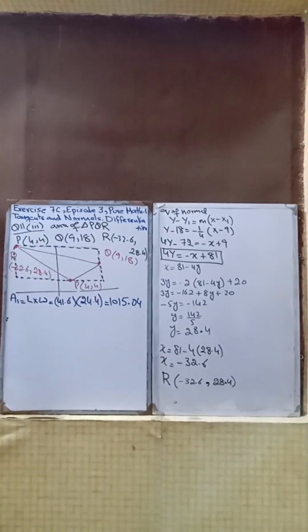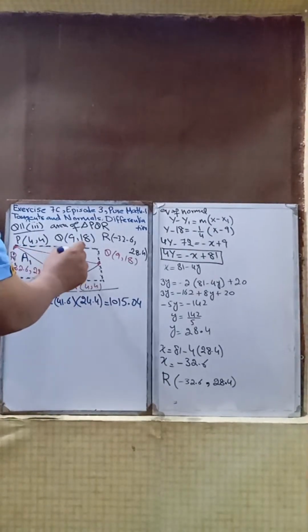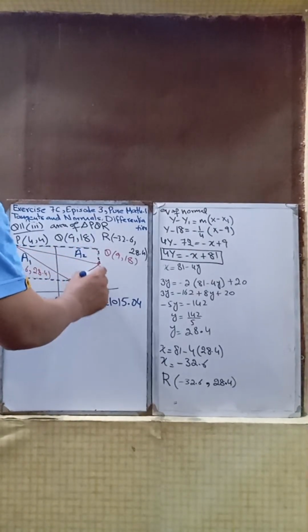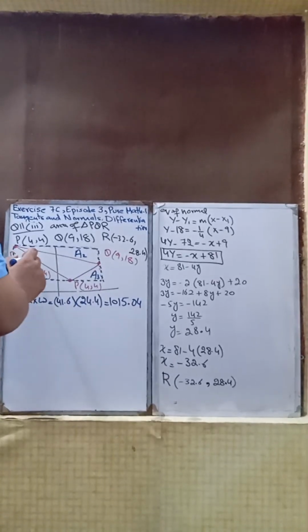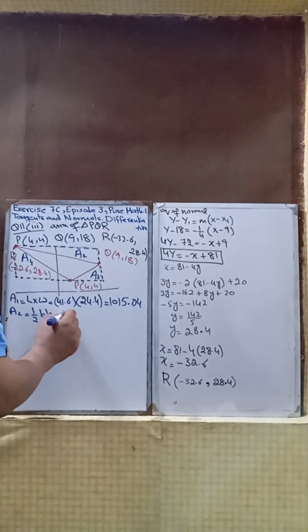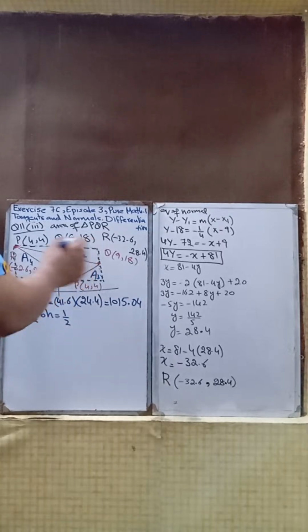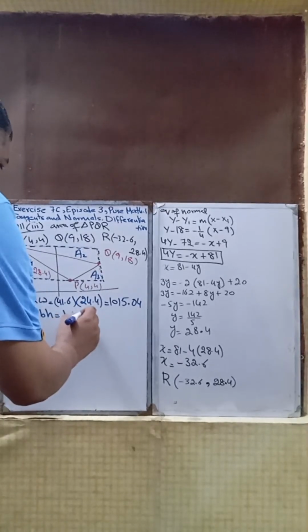Now I will find the area of the triangles. Let me call this A2, and let me call this thing A3. A2 is already there. So let me call this A4. Okay. So first of all, let me find out A2. A2 is a right angle triangle. The area is 1 by 2 into base into height. Let me say its base is this. The base is the whole thing. That is 41.6.